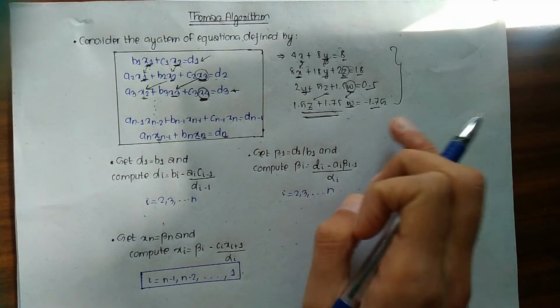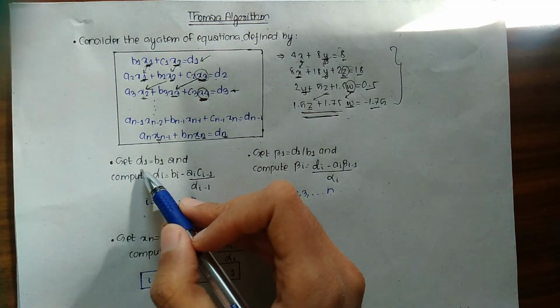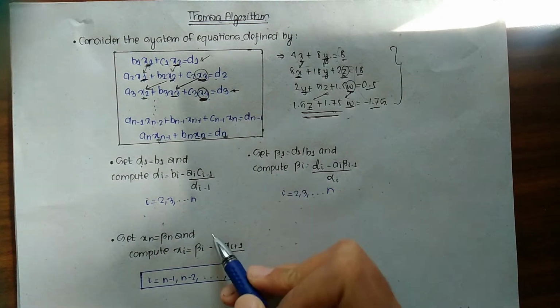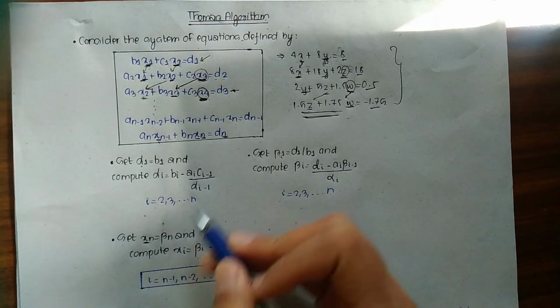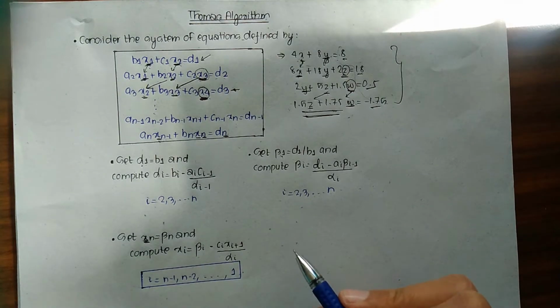Now let me talk about how we'll be using Thomas algorithm. In our Thomas algorithm, we'll firstly be calculating the value of alpha. Next we'll calculate the value of beta, and we'll be using that value to get our value of xn. And we'll be solving our equations likewise.